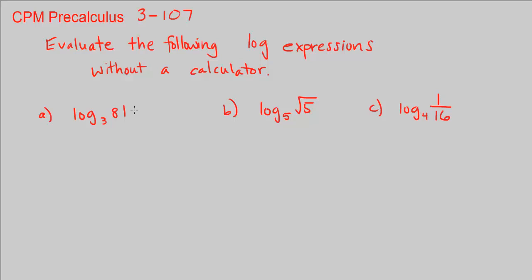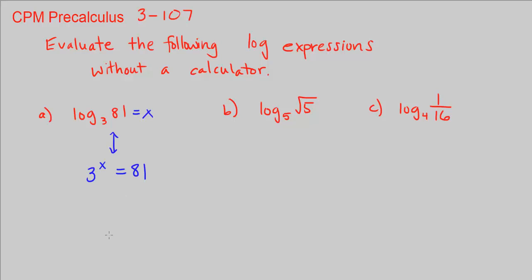Okay, so we can rewrite this as log base 3 of 81 equals x, right? And we can convert this into an equivalent exponential equation by taking the base 3 raised to the power of x equals 81. Because when you read log base 3 of 81, it is asking you what power do you raise 3 to, to get 81?